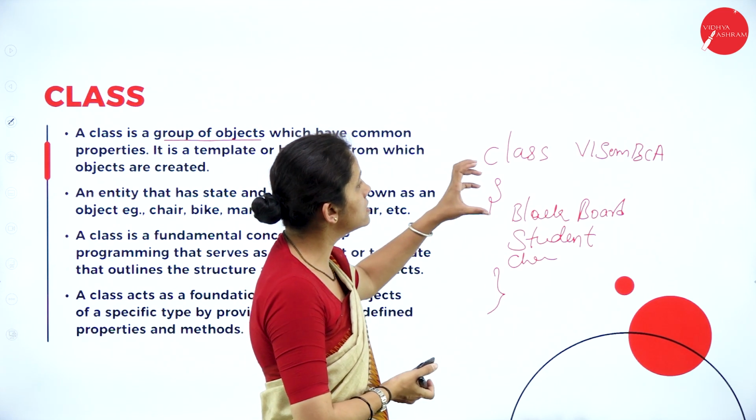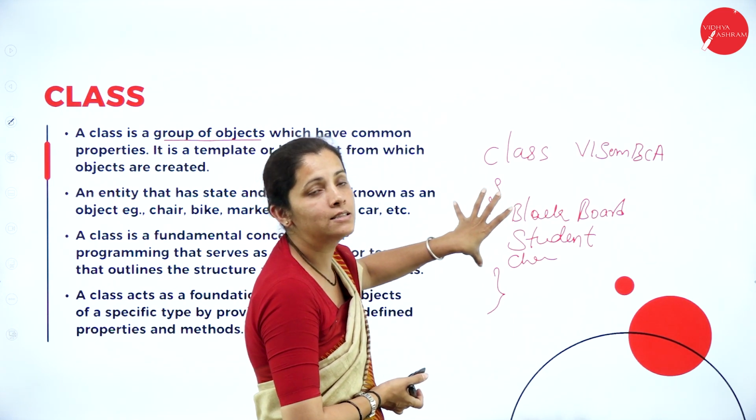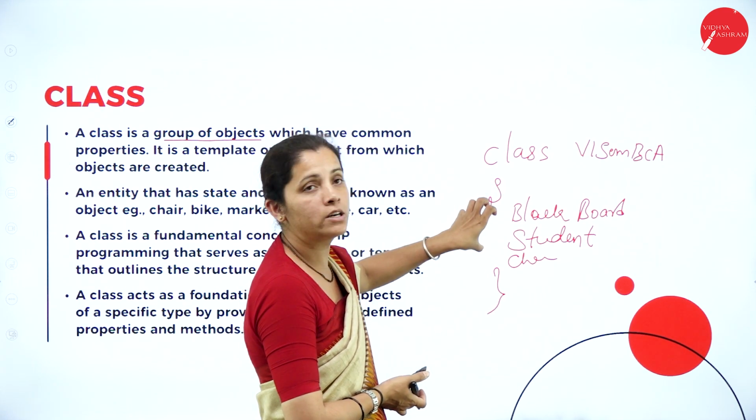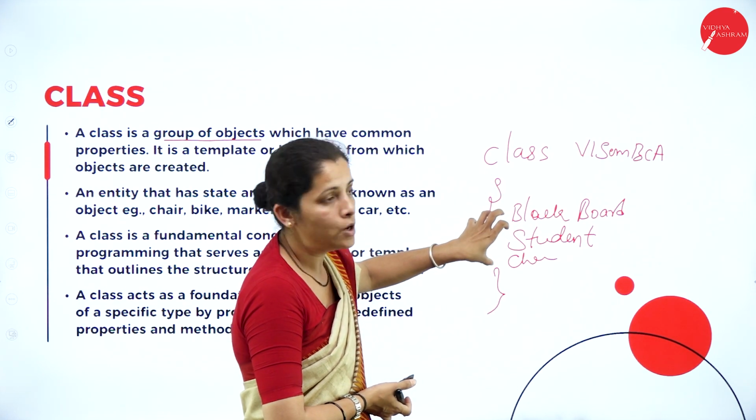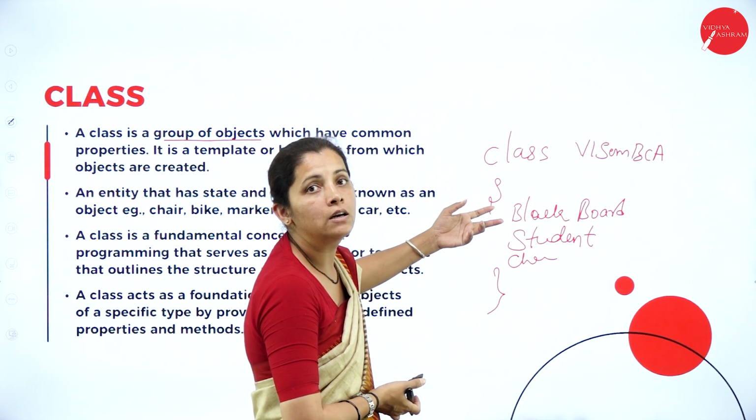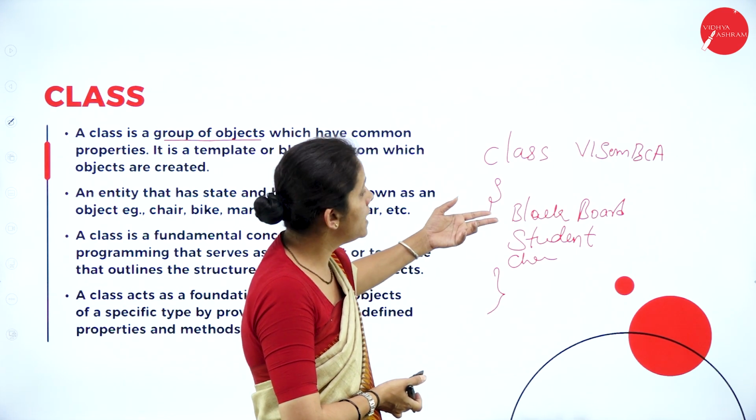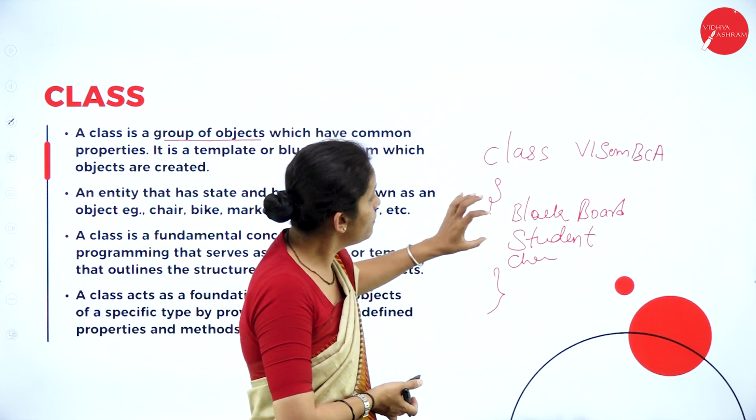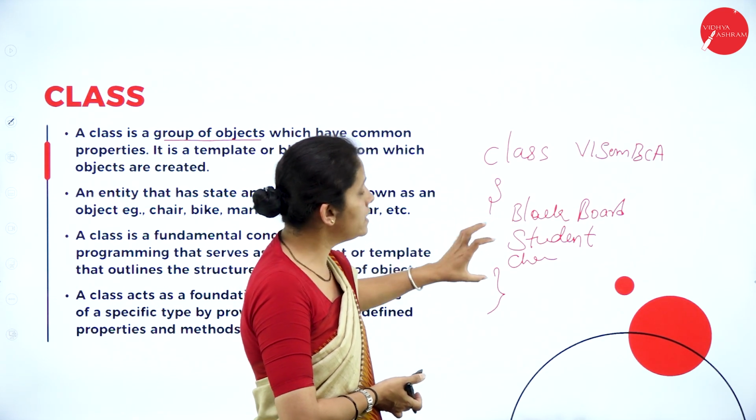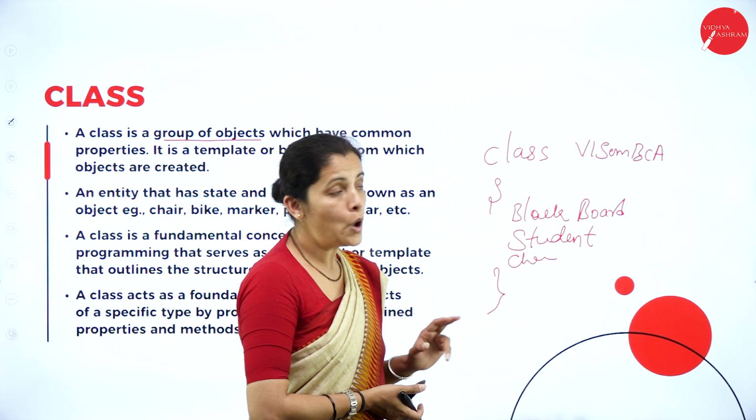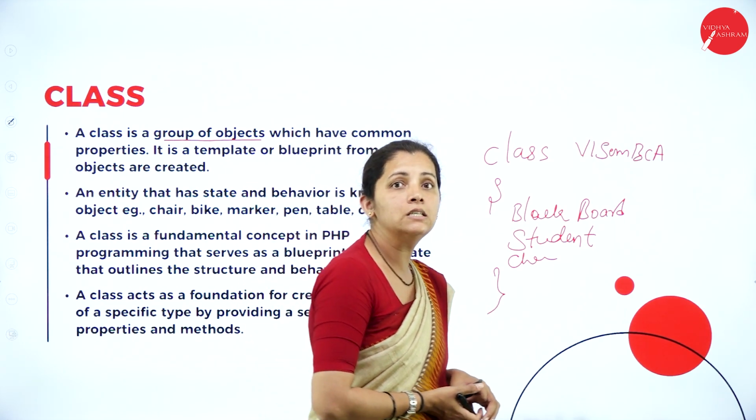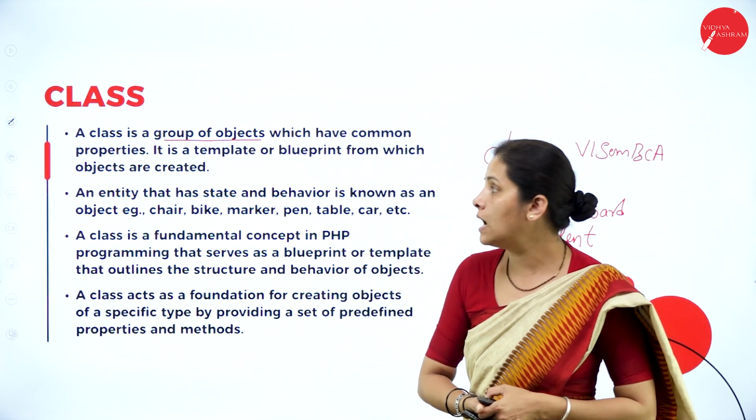So what is class? Class is just a template, or it's a blueprint, where I'm going to have all the variables as well as methods. So, if I want to access the variables and methods, what I want to do? I want to create an object of the class. With the help of the object, I can access the methods and variables of the class.